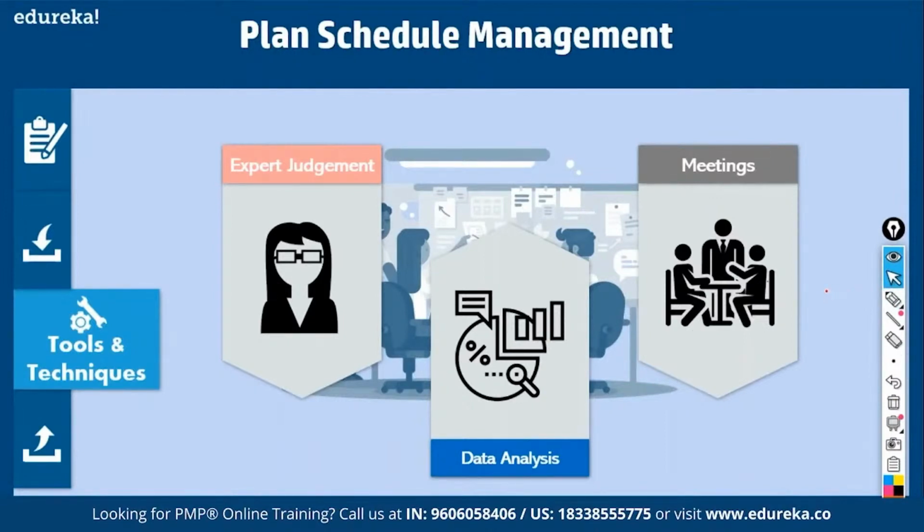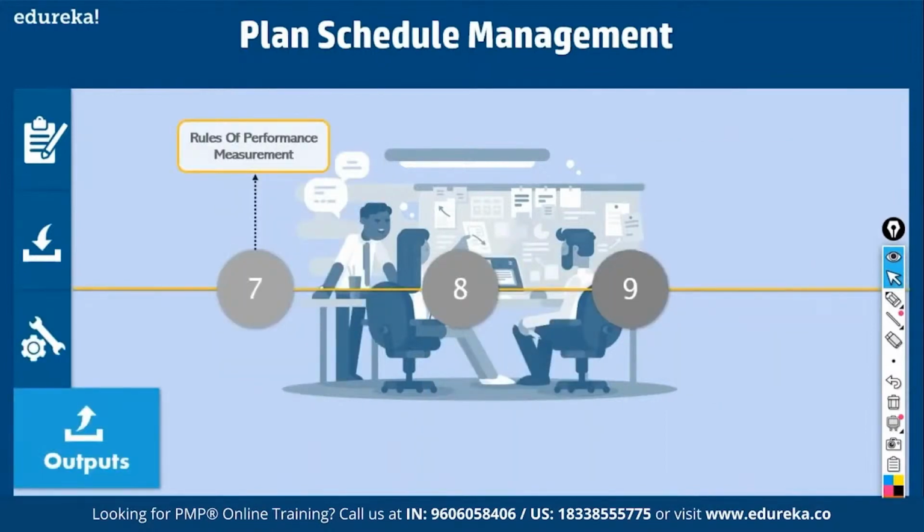Now, all these schedules should be approved by people in the organization, isn't it? You have functional managers in the organization who will be reviewing your schedule and approving it, isn't it? So you have to have meetings with different stakeholders. The rules of performance measurement: there is a concept called earned value management. That is actually discussed in cost management.